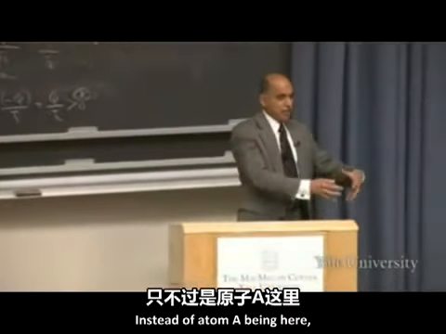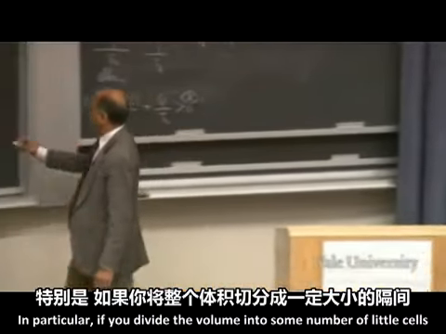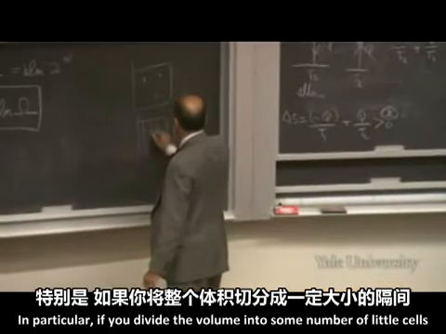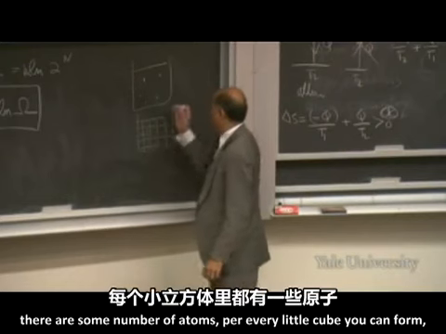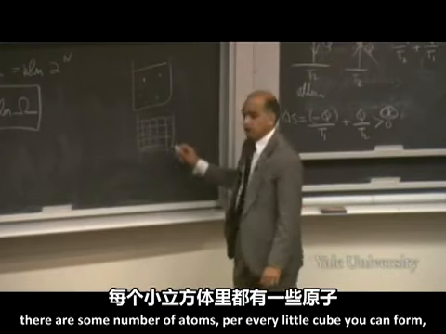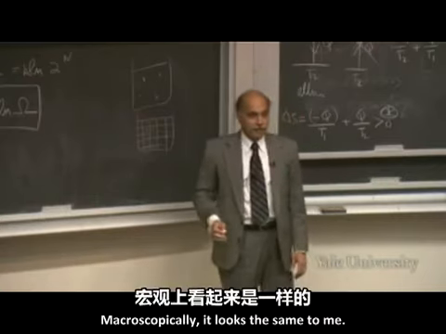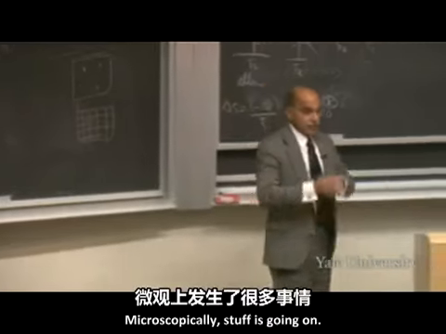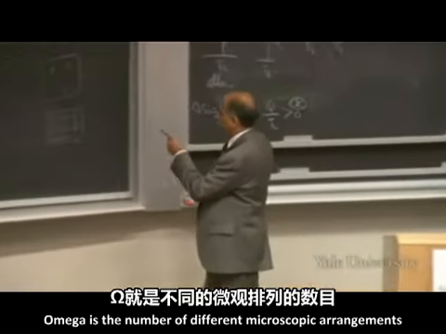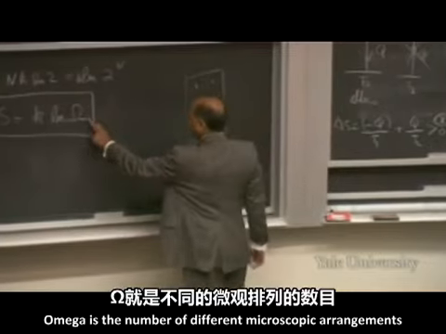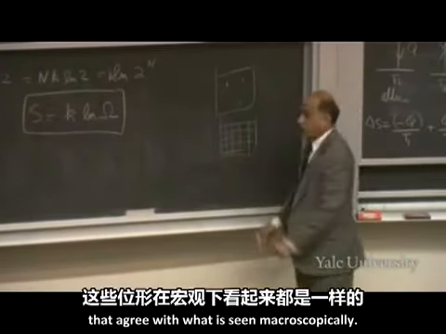Instead of atom A being here, maybe A has gone there and B has come here. In particular, if you divide the volume into some number of little cells that you can count, on the average, the gas has uniform density. There's some number of atoms in every little cube you can form. A little later, I move out and somebody else moves in. Macroscopically, it looks the same to me. Microscopically, stuff is going on. Omega is the number of different microscopic arrangements that agree with what is seen macroscopically.